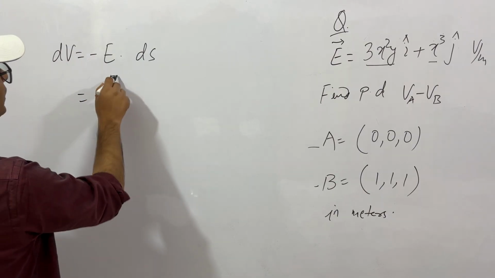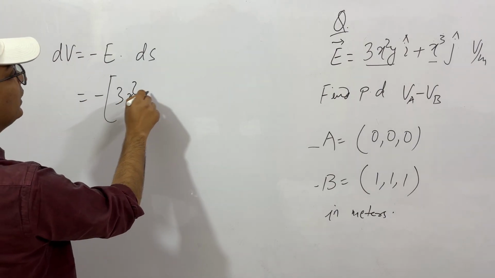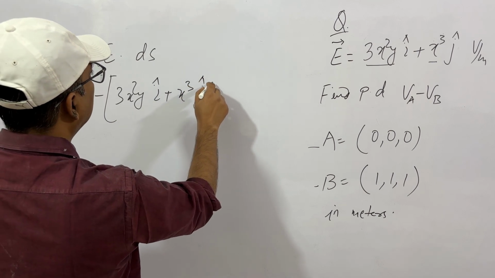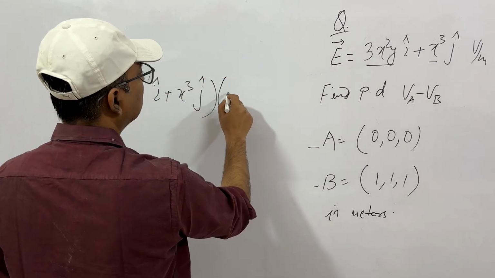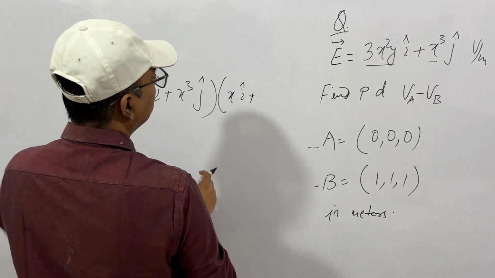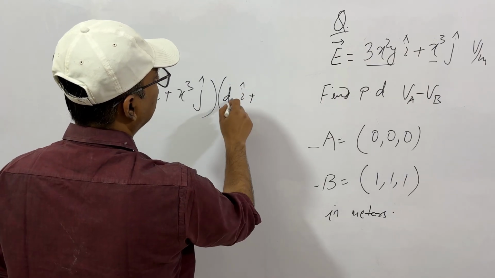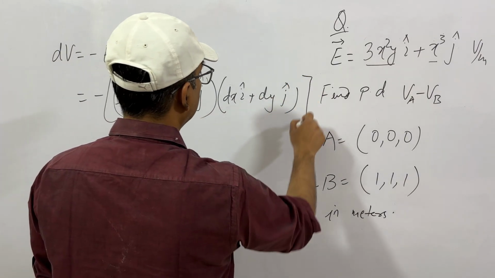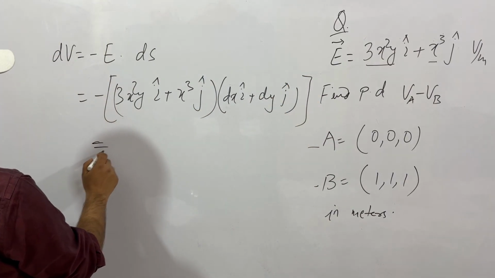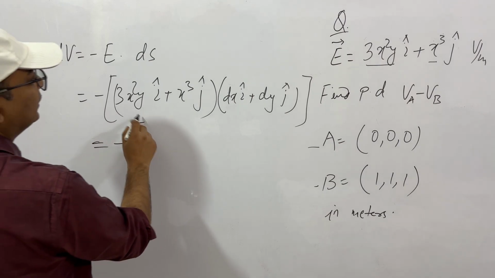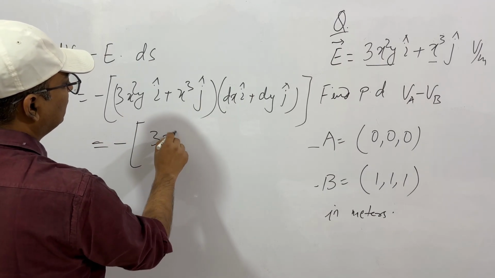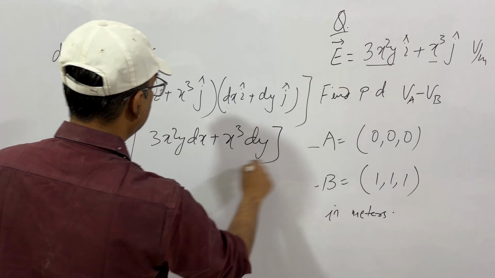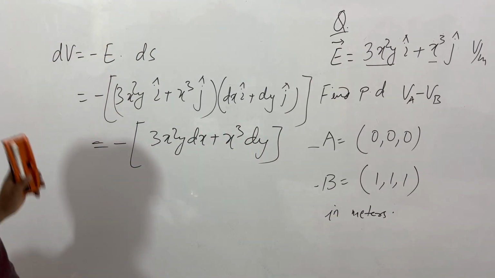So what we can do, we can put it like this: 3x square y i plus x cube j into, this is dx i plus dy j, and we don't have any k, so we can omit it. What do we get? We get 3x square y dx plus x cube dy. So dV is equal to this.